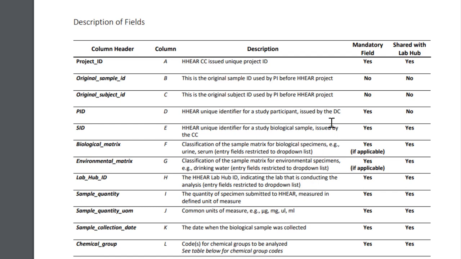Under the Shared with LabHub column, we see which information the LabHub will see. The lab will only see certain information, so as to keep the lab blind to QC information and to keep private health information private. Please note that you will only need to fill out the mandatory fields, but that more information is always better.